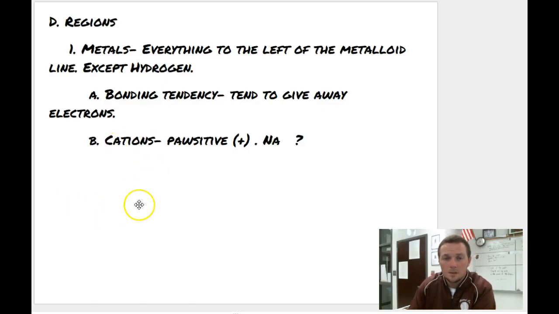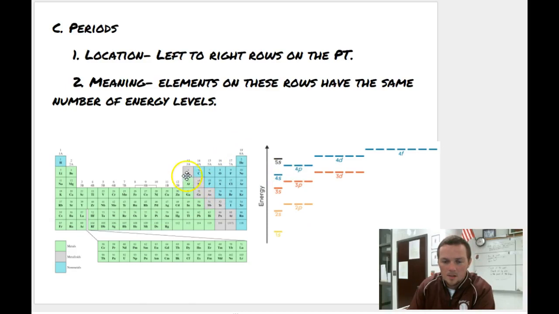So regions. There are 3 main regions in the periodic table. Actually, it could be 4. But metals, that's everything to the metalloid line except for hydrogen. So where is that metalloid line? If we look here, there's our metalloid line, that stair-step line. Notice that aluminum is not part of the metalloid line. Okay, it's a metal. But everything else that's touching the stair-step line is a metalloid. And so everything to the left is metals except for hydrogen, and everything to the right is non-metals. Okay, we got that?